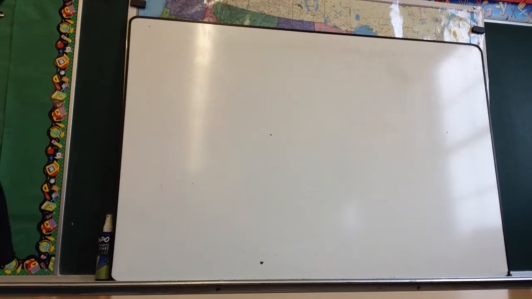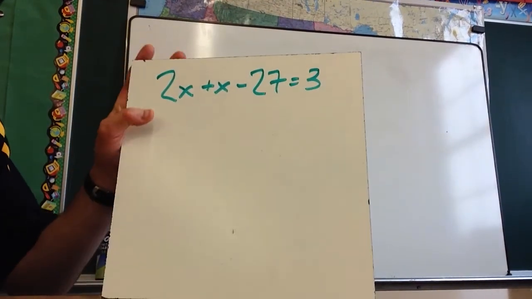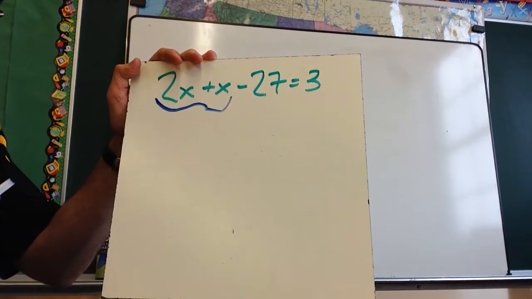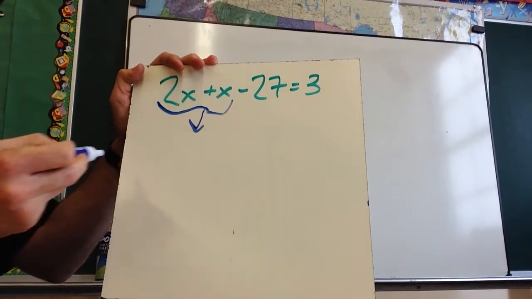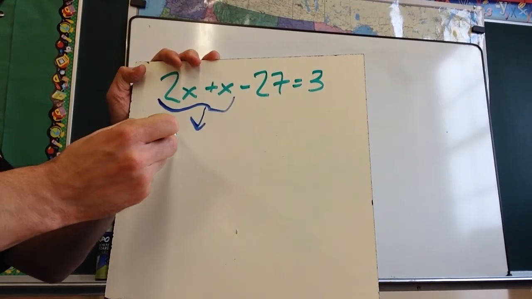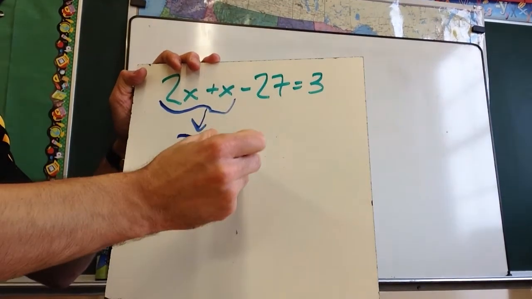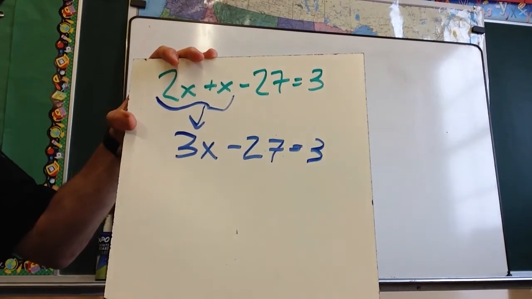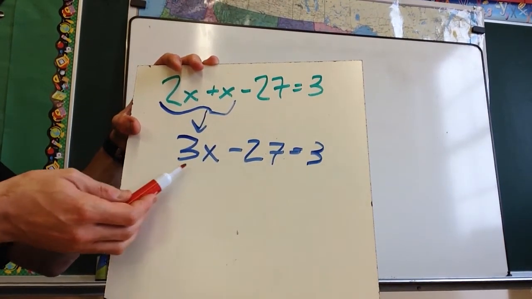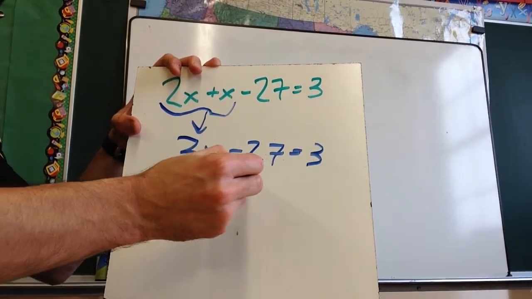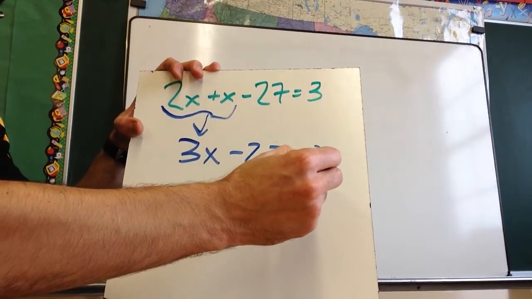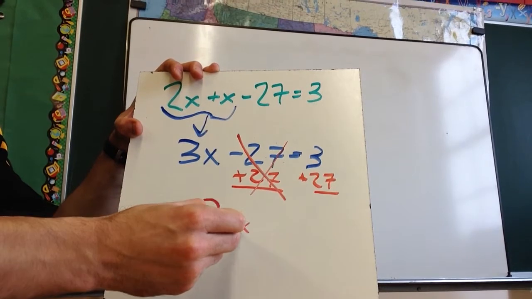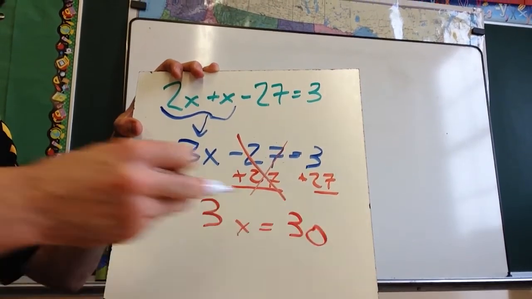And then finally, the last problem I want you to take a look at is this one, and this is one where we're going to have to end up simplifying first. And so you'll notice the first thing I want to do is think about the fact that those are like terms. And so what I'm going to end up doing is going 2x plus x, and that is 3x minus 27 equals 3. Okay, now from there what I want to do is isolate first the 3x and then eventually the x. So the first thing I would want to do is take the opposite of negative 27, which is positive 27. I'm going to add that to both sides. This becomes 3x equals 30.